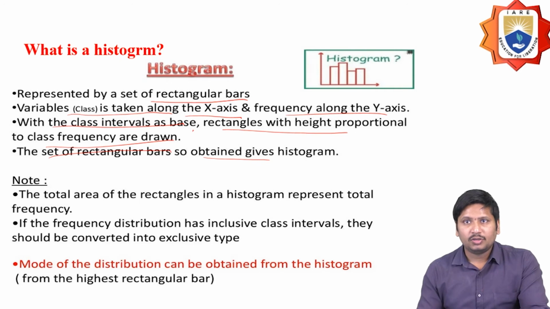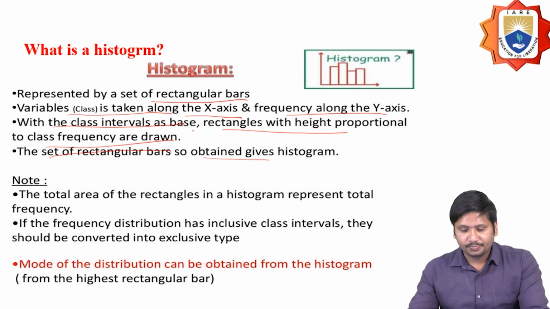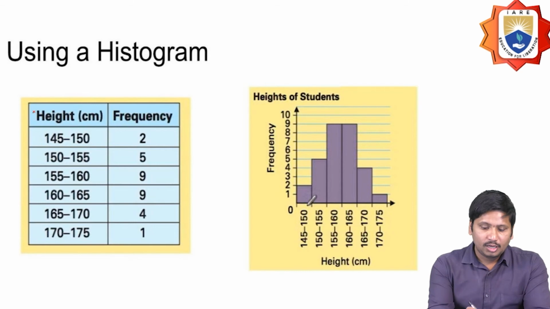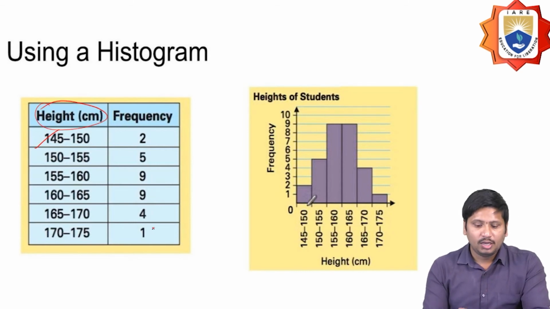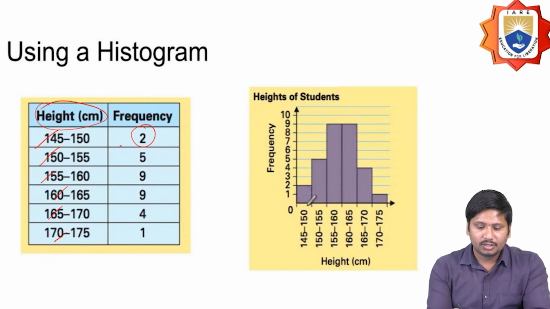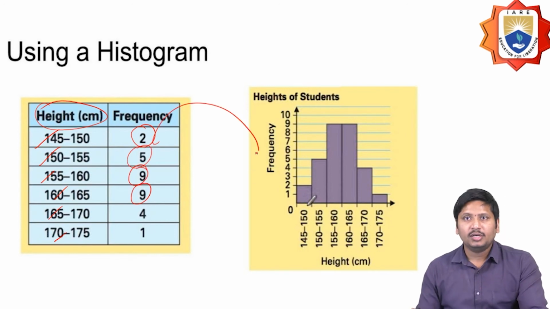So the histogram is constructed using rectangular bars, where the variable is taken on the x-axis and frequency is taken on the y-axis. Let me give an example of how to construct a histogram. Take height as one column, with class intervals like 140 to 145 and 145 to 150. Like this, I take the class intervals and the frequency, that is, how many times each one occurs. The frequency is identified from this. We have to construct the histogram.